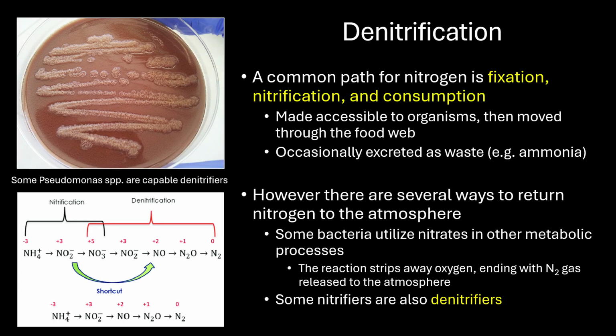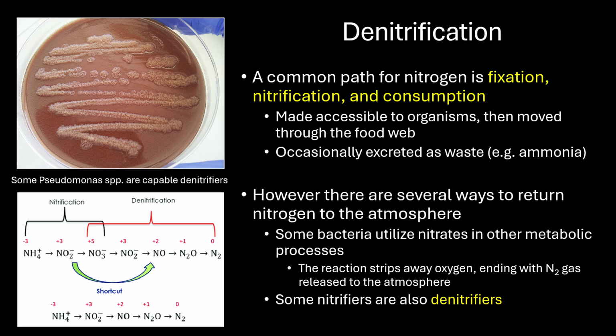And then we have denitrifiers, okay? A common path for a lot of this nitrogen is fixation, then nitrification, and then consumption by something that takes it and processes it into something more useful. Sometimes that stuff is then excreted as waste, which might even be ammonia before it gets processed or ammonified, right? But there are other ways that nitrogen could just return to being atmospheric nitrogen, N2.